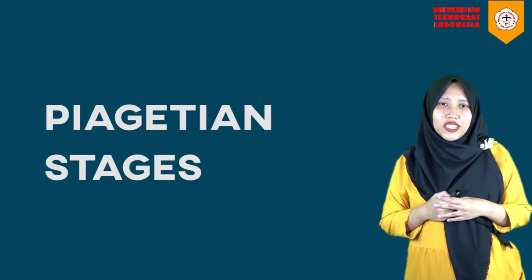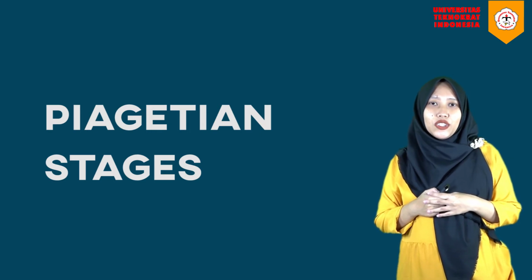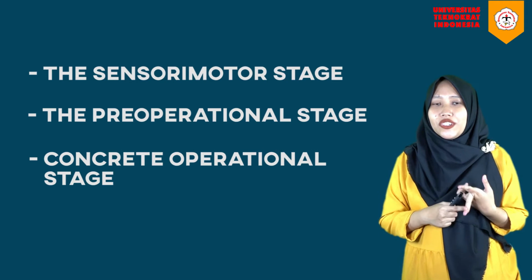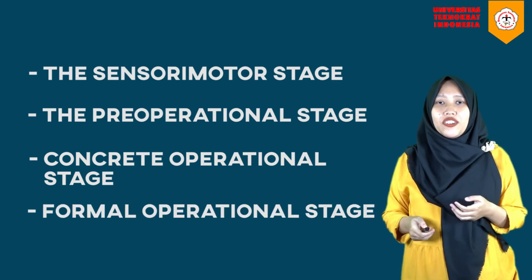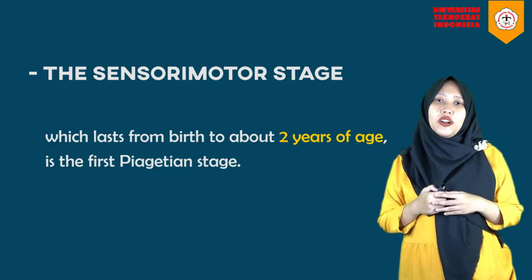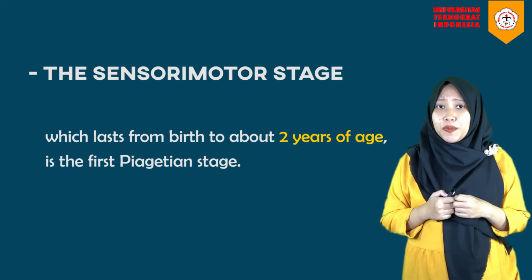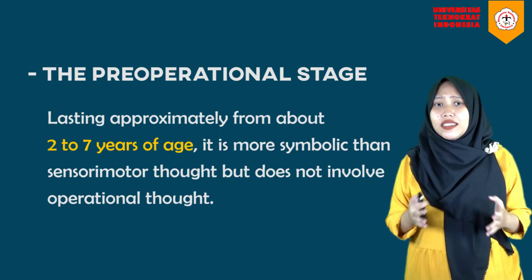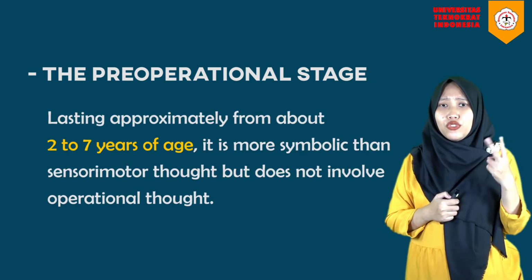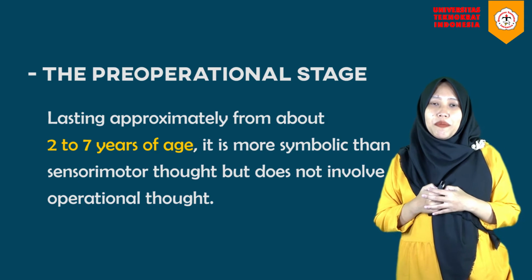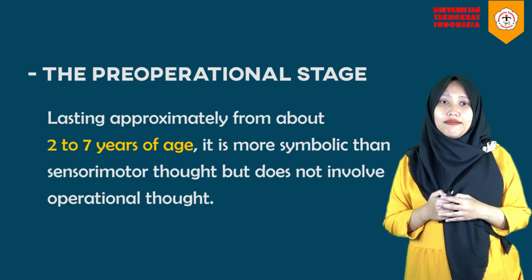Each of Piaget's stages is age-related and consists of distinct ways of thinking. The sensory motor stage, pre-operational stage, concrete operational stage, formal operational stage. The sensory motor stage lasts from birth to about 2 years of age. It's the first Piagetian stage. The next one is the pre-operational stage, lasting approximately from 2 to 7 years of age. It is more symbolic than sensory motor thought, but does not involve operational thought.